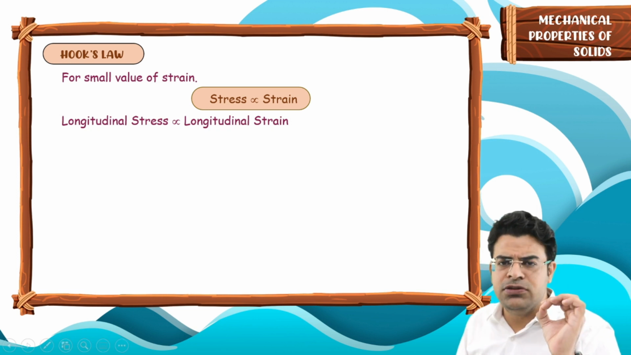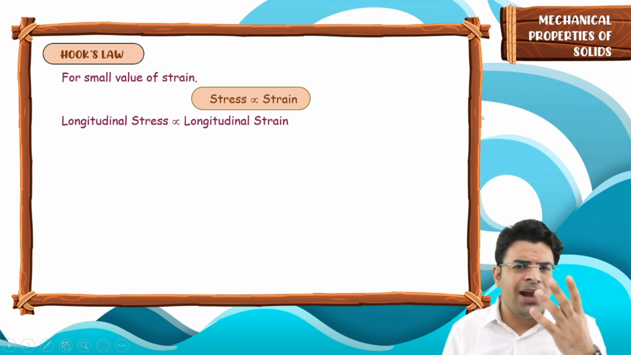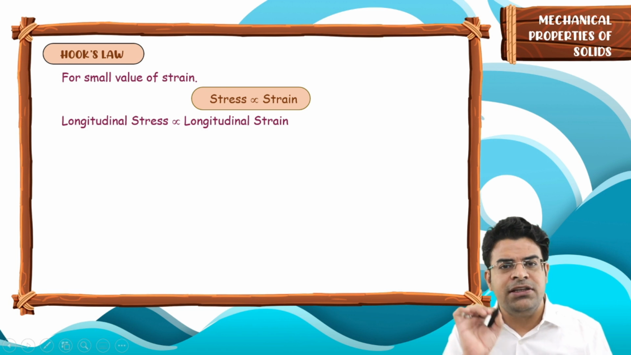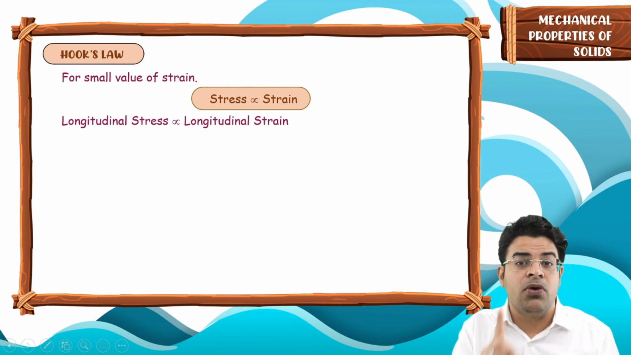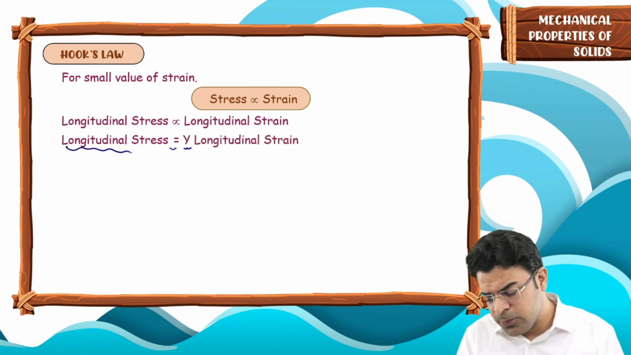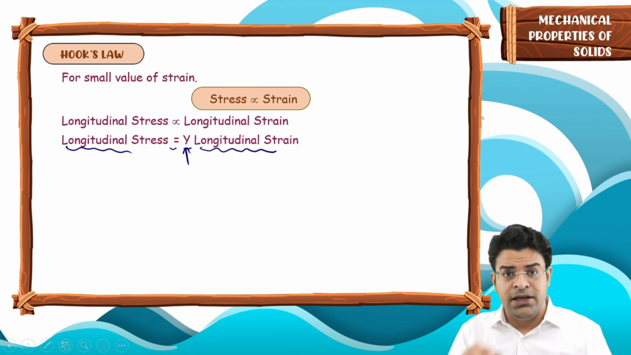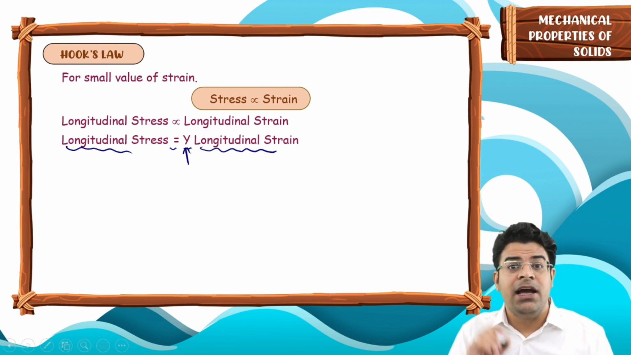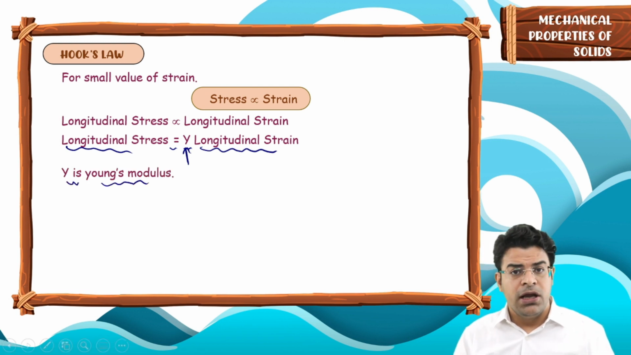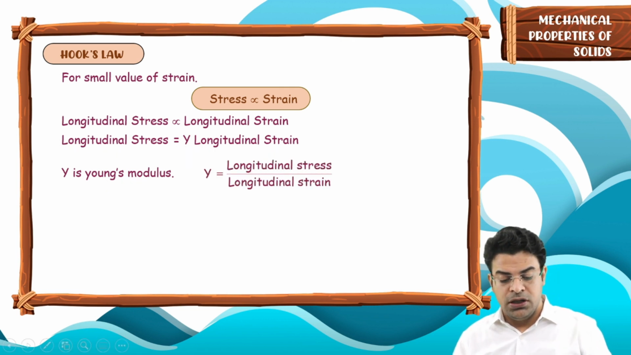Every time in this world a physicist finds a proportionality, what do they do? They add a proportionality constant. So they have added a proportionality constant in this case, and that proportionality constant is called Young's modulus. So longitudinal stress equals some proportionality constant times longitudinal strain, and this proportionality constant is represented by the symbol Y, and it is called Young's modulus. So we say Y is Young's modulus, and Young's modulus is nothing but longitudinal stress upon longitudinal strain.